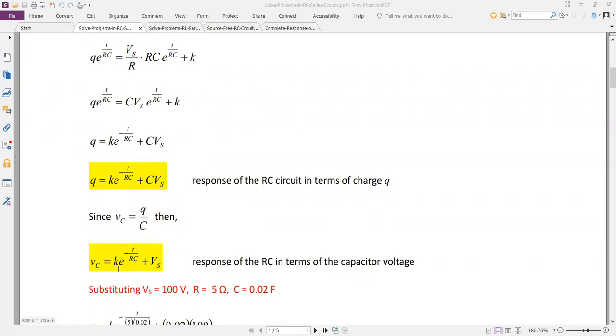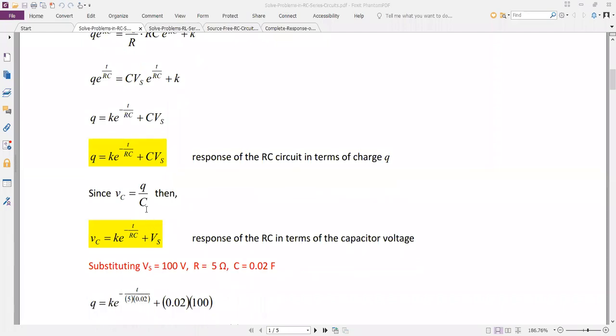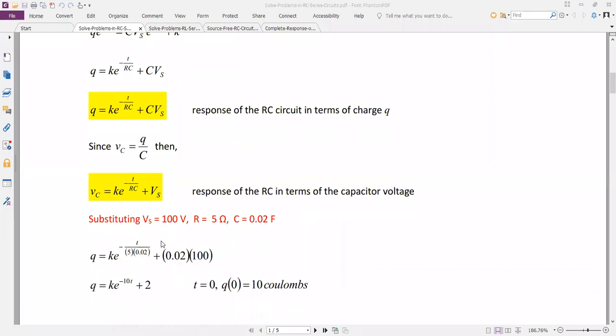So there should be, the first term should be a K over C, E raised to negative T over RC plus V sub S. So the C here is gone by the division of the C. If we substitute the given in the problem, that's our constant voltage source of 100 volts, our resistance of 5 ohms, and our capacitance of 0.02 farad in our equation, we will have Q equal to K E raised to negative 10T plus 2.